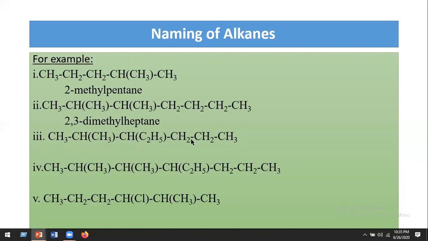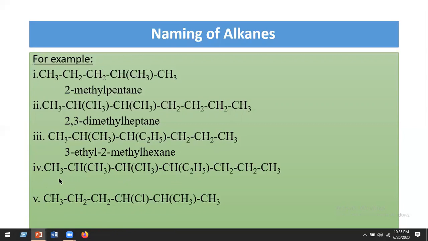And number 3, you have to count from left to right. 1, 2, 3, 4, 5, 6. Here at position 2, one methyl is present, and at position 3, an ethyl group is present. So alphabetically, you have to mention the ethyl group first. So the name of this compound will be 3-ethyl, 2-methyl, 1, 2, 3, 4, 5, 6. 6 carbon containing alkane, so it will be hexane. 3-ethyl, 2-methyl hexane.